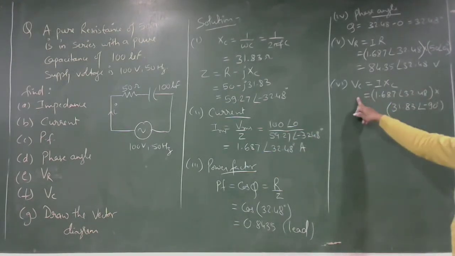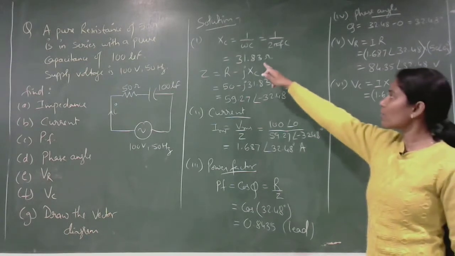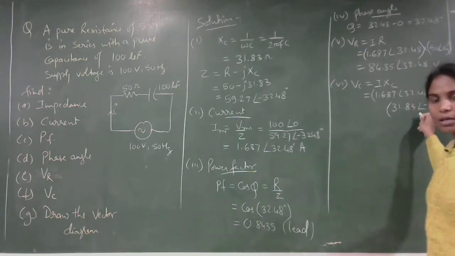So this is the calculation for VC. You can check, I into XC. What is current? The same value. What is XC? We have calculated that, it is 31.83. So that is the magnitude. Now what is the angle of XC?